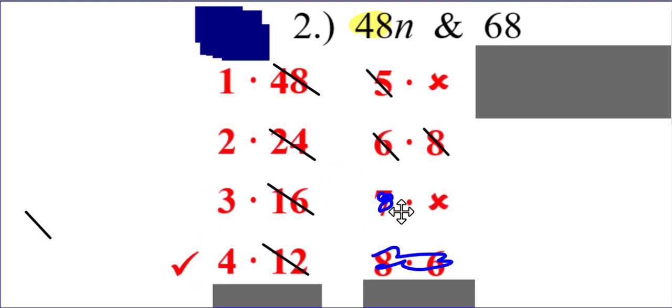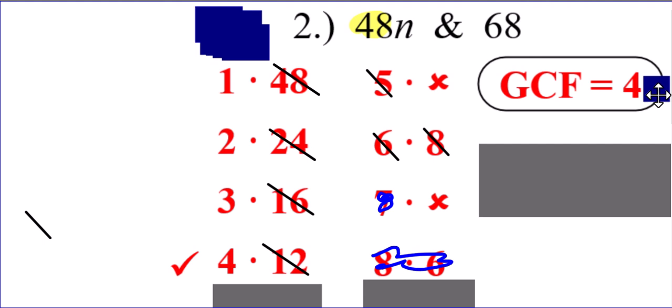And remember, if 7 times no whole number gave you 48, then you have to scribble out 7. Same thing with 5: 5 times nothing gave me 48, so I had to scribble out 5. So I finally found out that 4 times 17 would give me 68. So 4 is the GCF.